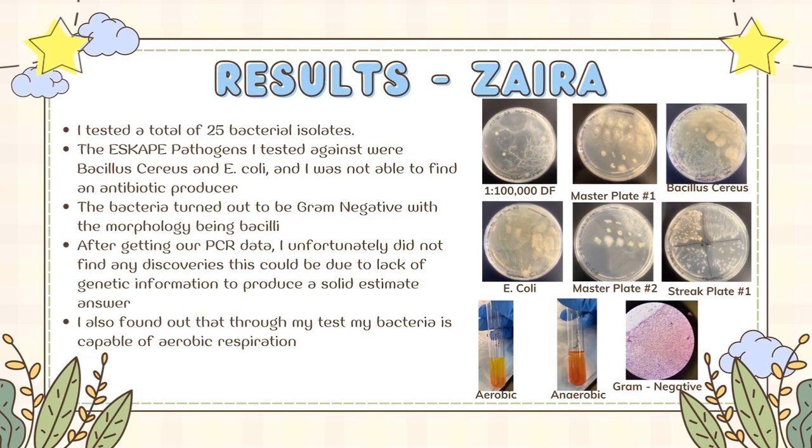For my results, I tested a total of 25 bacterial isolates. The ESKAPE pathogens I tested, my apologies, were Bacillus cereus and E. coli. I was not able to find any antibiotic producers. I also did not have any zones of inhibitions. They were vaguely shown, but not proficient enough to move on with my study.